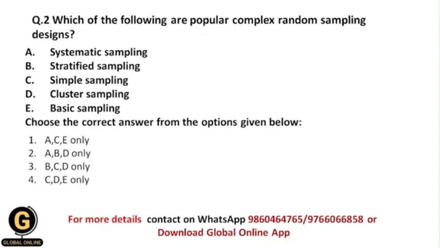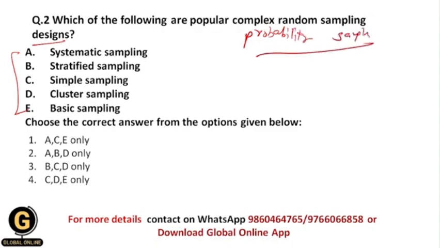Next is, which of the following are popular complex random sampling designs? So which of these are the popular complex random sampling designs? So random sampling designs are basically nothing but the probability sampling techniques. Okay, and under this sampling technique, a researcher actually randomly selects the participants from the target population.